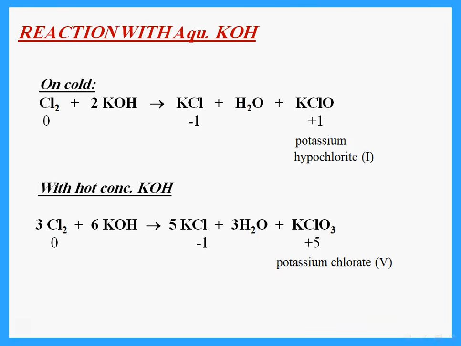This is called potassium chlorate. So the chlorine changes from oxidation number 0 once to -1 and once to +5. Please know these reactions. You will be asked about them.